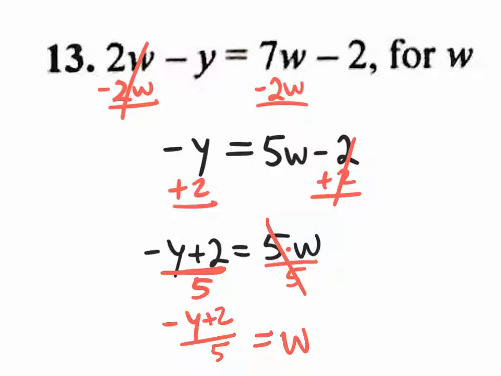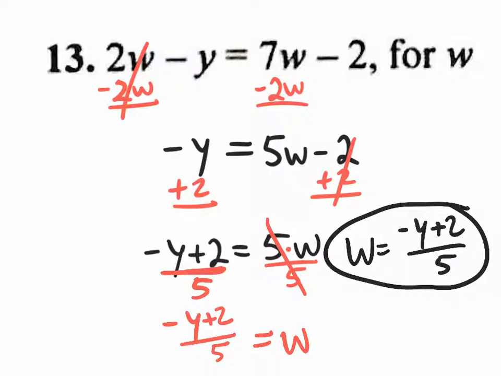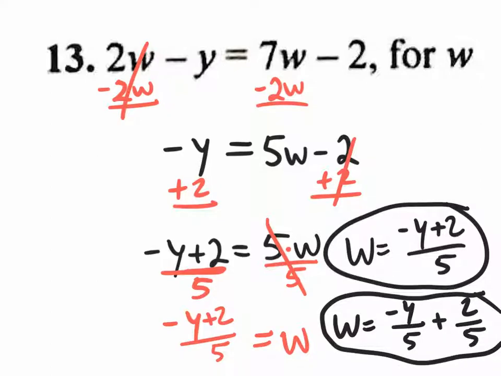Of course, I would write it with the w on the left side. W equals negative y plus 2, all divided by 5. There is no variable in the denominator, so I don't have to state anything extra. I don't have to say, oh, that y can't be negative 3 or y can't be 0. That's it. That's my answer. And of course, you could split that division of 5. You could write it like this, negative y divided by 5 plus 2 divided by 5. If you wanted to, you could write your answer like that. Either one of those are perfectly fine.